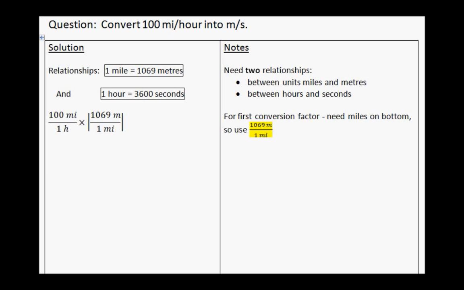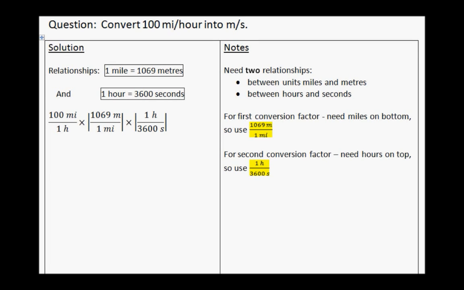But this time hours is starting out on the bottom. So I want to multiply by something with hours on the top to make that cancel. So from the original relationship here, I know I need to put the 1 hour on the top and the 3,600 seconds on the bottom. So I'll use 1 hour over 3,600 seconds and put that next to where we were working before.